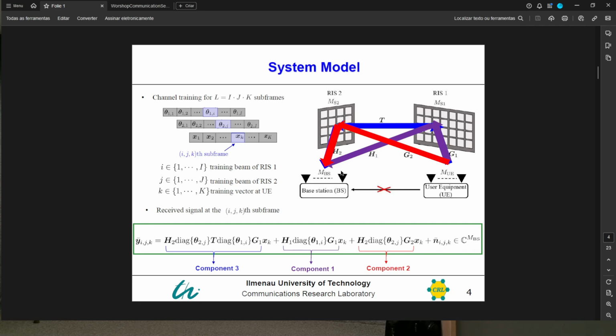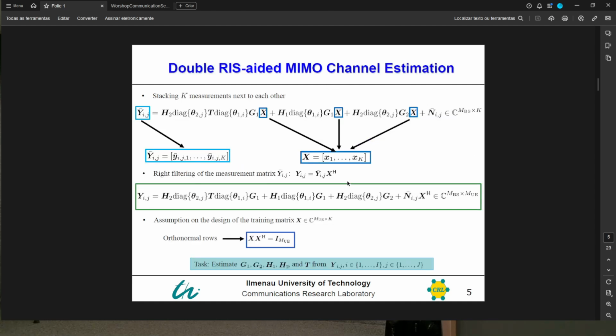Next, we stack up the transmit training symbols, the pilots, for the K measurements, and then we have this Y bar measurement matrix, where X is the stacking up of the training pilots, and Y bar is the column-wise stacking of these Y measurements.